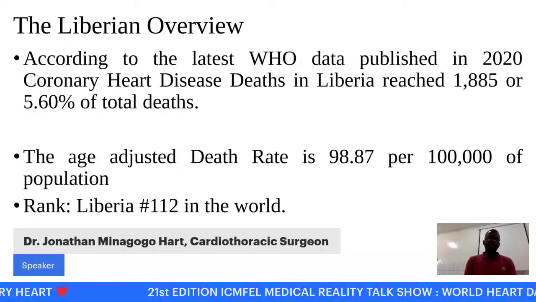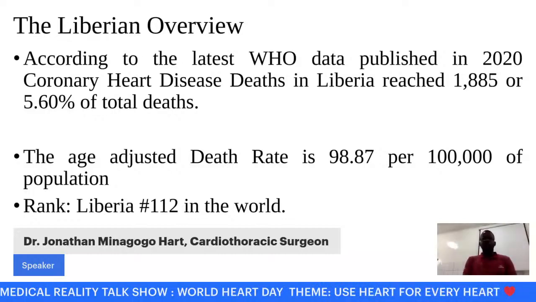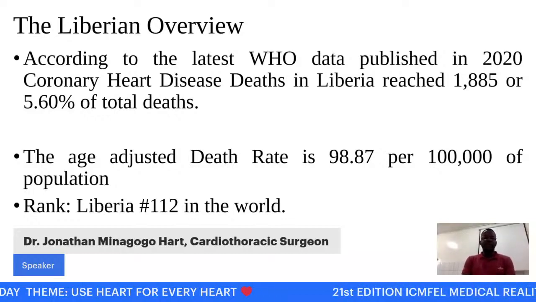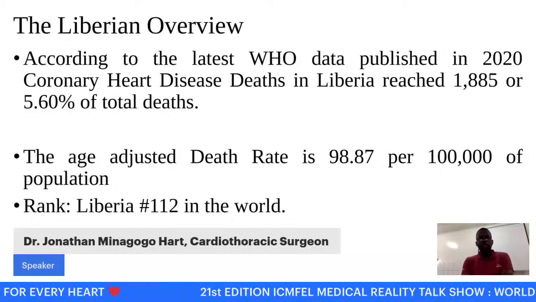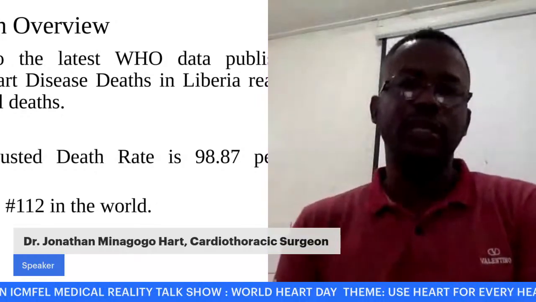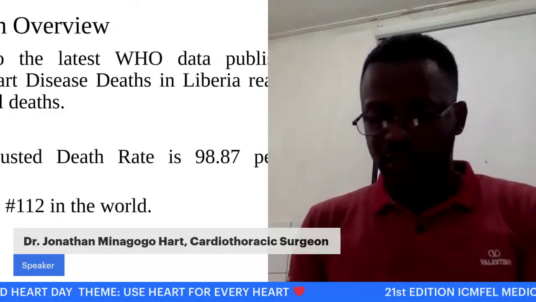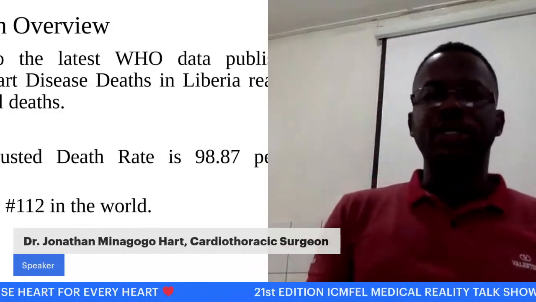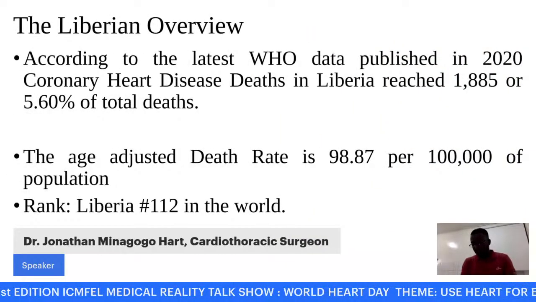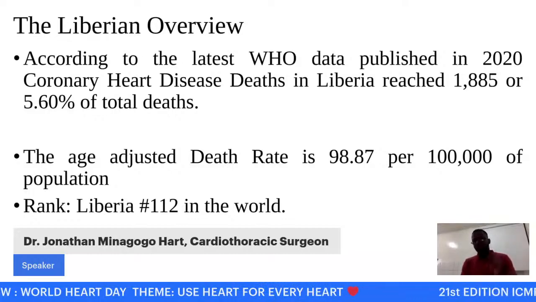Now what do we see in Liberia? According to 2020, we had about 1,000 deaths in a year. We cover 1,000 population in like 5% of all deaths. So it means that we also have a serious problem in coronary artery disease and cerebrovascular disease. We are not free, because the death rate is 98,000.